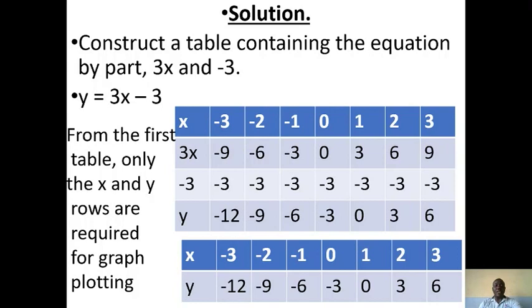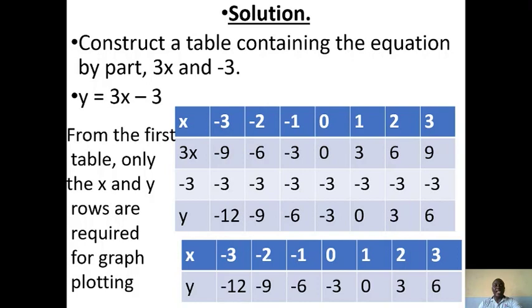Look at the table here. The values for x are -3, -2, -1, 0, 1, 2, 3. The first component in the equation is 3x, so you use 3 to multiply the corresponding value of x and fill it in the 3x row. Where we have -3, you multiply -3 by 3, you have -9. Where we have -2, you multiply by 3, we have -6. Where you have -1, you multiply 3 by -1, you have -3. Where you have 0, you multiply it by 3, you have 0, until we get to 3.